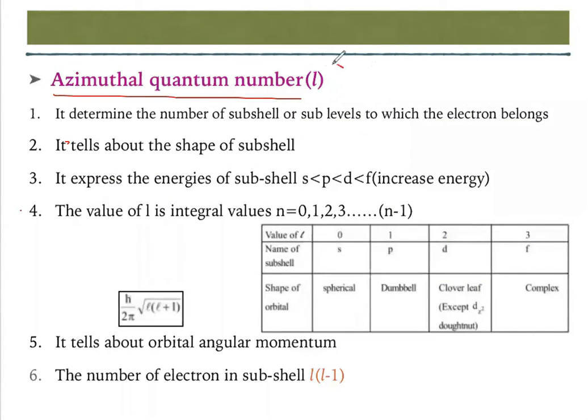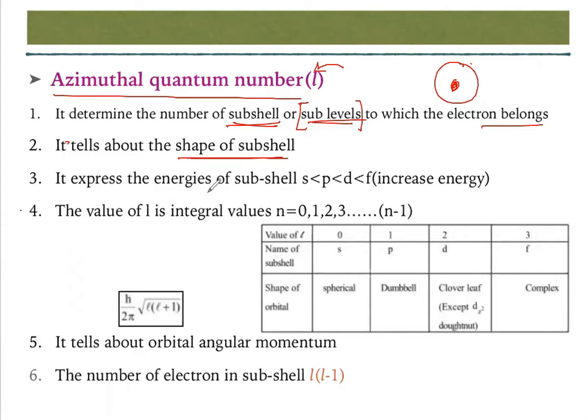The next quantum number is the azimuthal quantum number. It is represented with a small l. It determines the subshell or sub-energy level to which the electron belongs. Basically, it tells about the different partitions of the orbit. If this is the nucleus and this is an orbit, then inside the orbit there are various partitions or blocks. Those blocks are called sub-energy levels or subshells. It tells about the shape of the subshell.